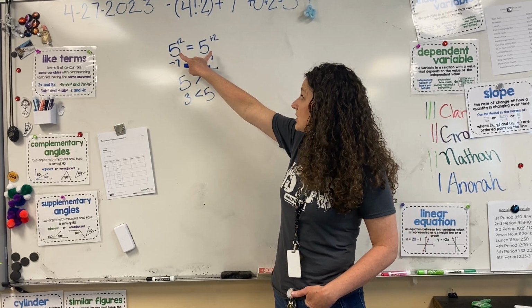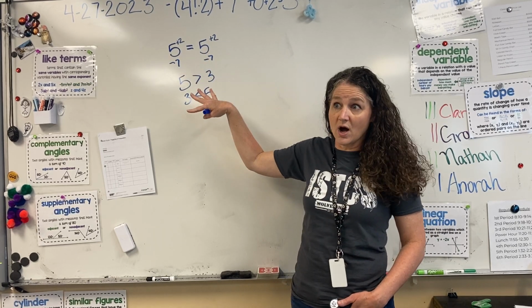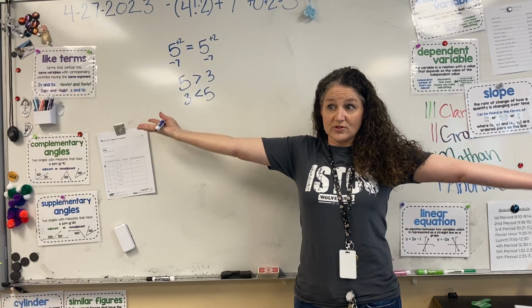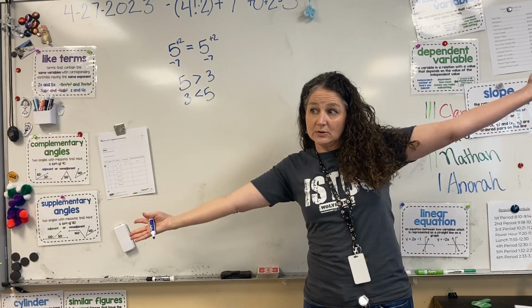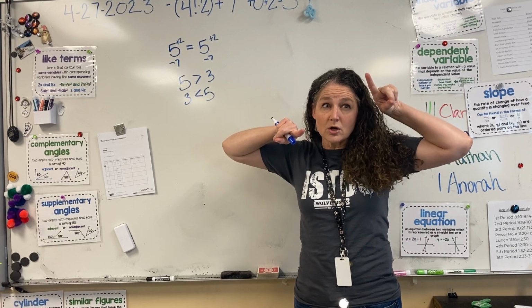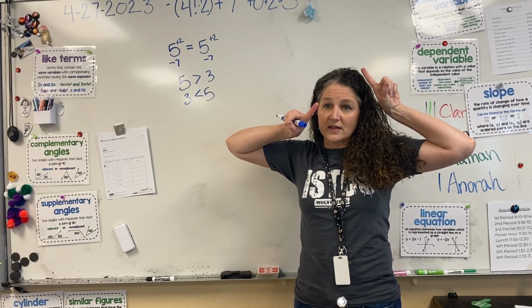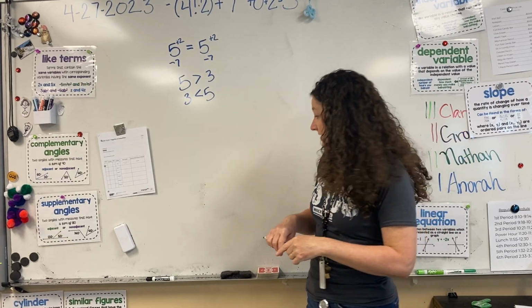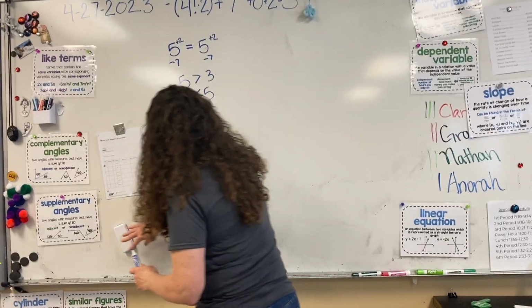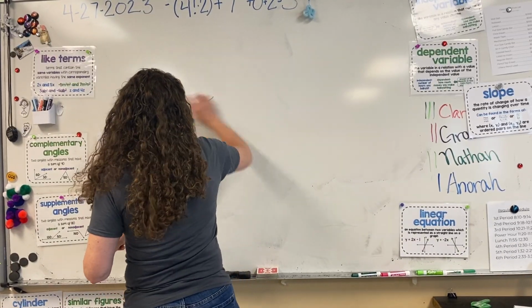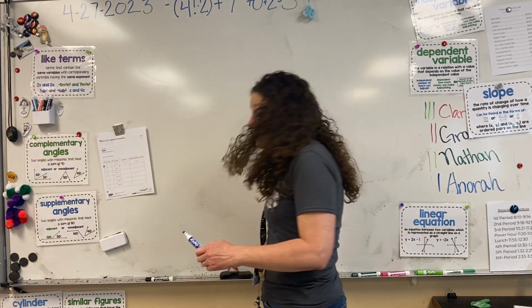We know with an equal sign, I can do whatever I want, as long as I do it to both sides, and it's still going to be equal. But is that true with greater than and less than signs? We're going to find out. So I'm going to draw 2 cards.